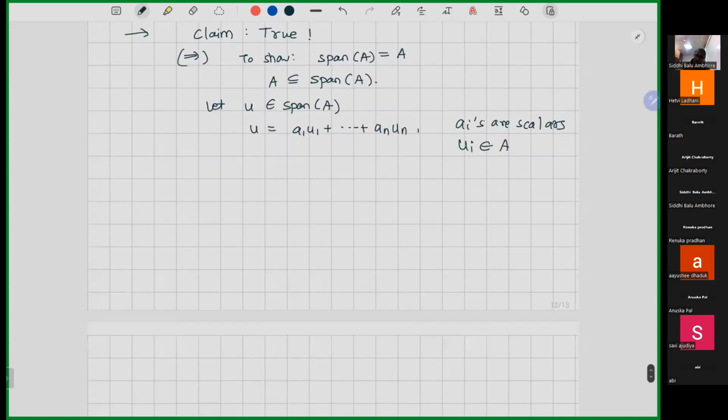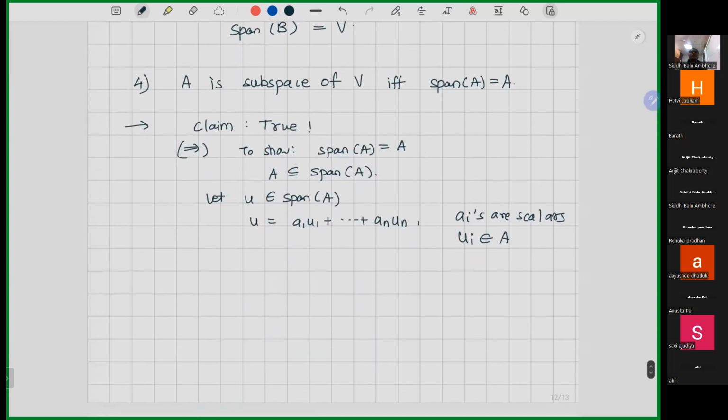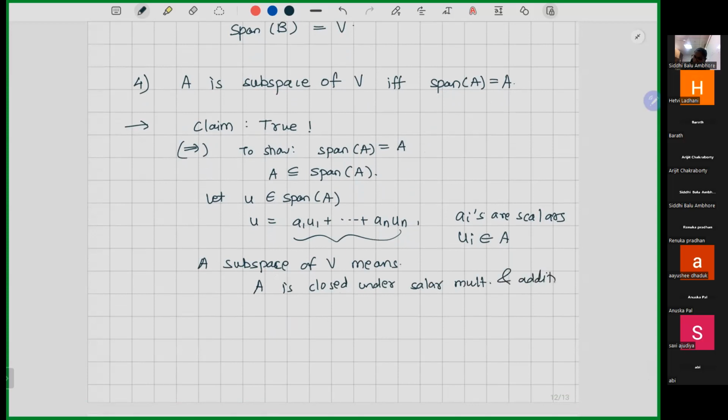But we have this information as well that A is a subspace of V. What does that mean? That A is closed under scalar multiplication and addition, right?